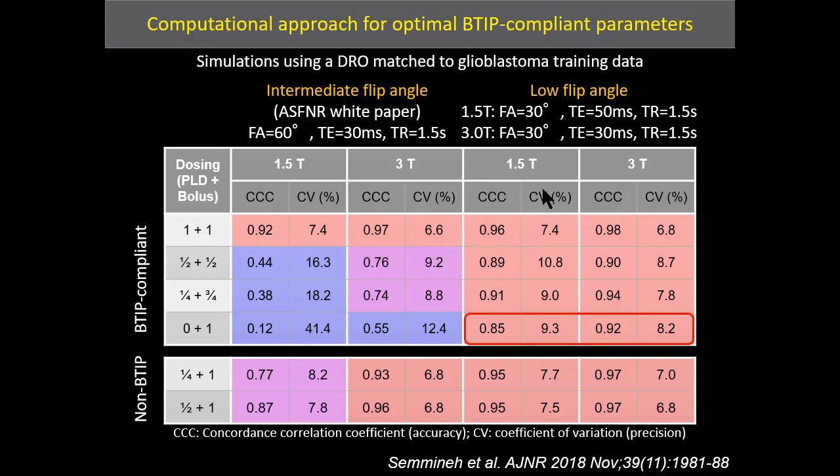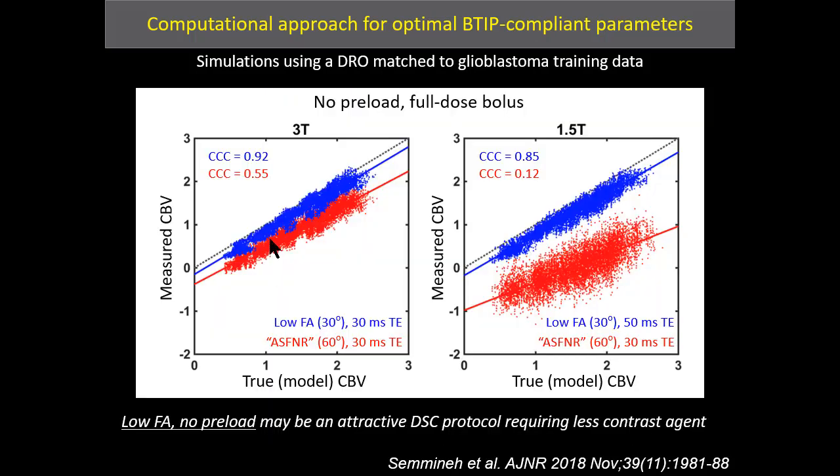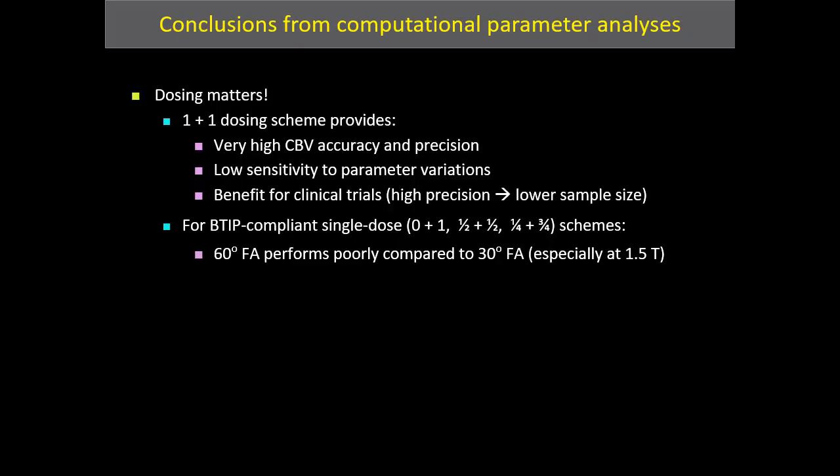And in fact, the low flip angle acquisitions have equal or better performance for all contrast agent dosing schemes. And this may be an attractive strategy in practice. Their simulations show that even without preload, the low flip angle CBV, shown in blue, has excellent accuracy along the line of identity with much less bias compared to the intermediate flip angle CBV, shown in red, particularly at 1.5T. And so this may be an attractive DSC protocol requiring less contrast agent.